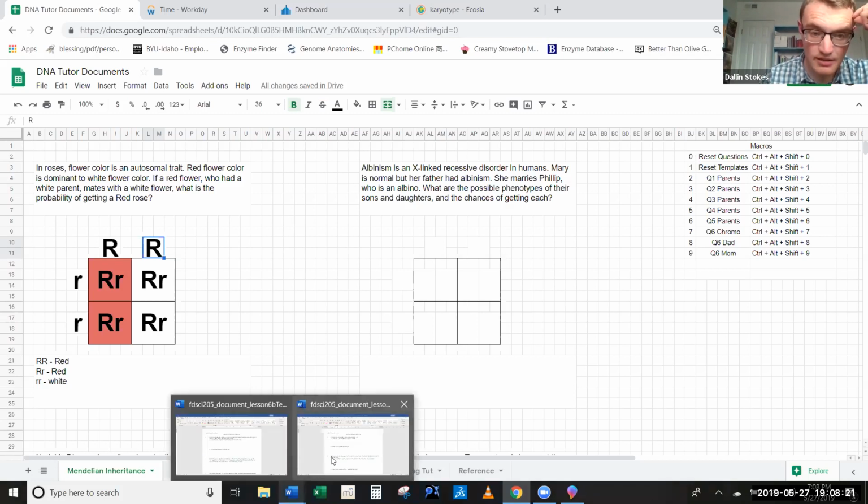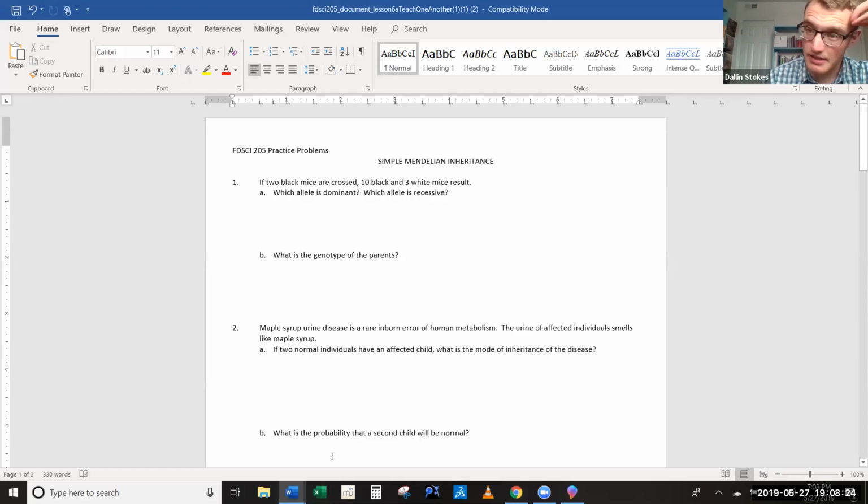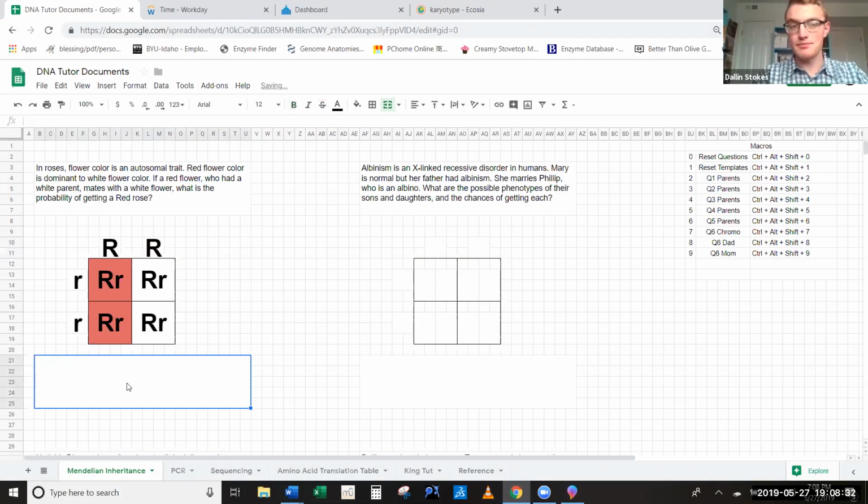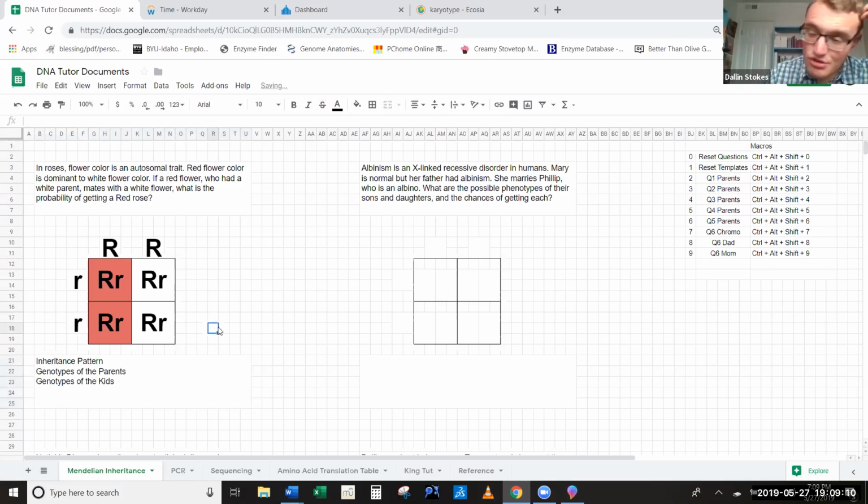That is basically the simple inheritance page. What the simple inheritance page is doing is we've gone over here and noted that there are 3 different pieces to this. You have to know the inheritance pattern, such as dominant or recessive. You have to know the genotype of the parents and find out the genotypes of the kids. These are the 3 different variables involved here. And usually when you're given a problem, you'll be given 2 of them and asked to figure out what the 3rd one is, and it could be any 2.